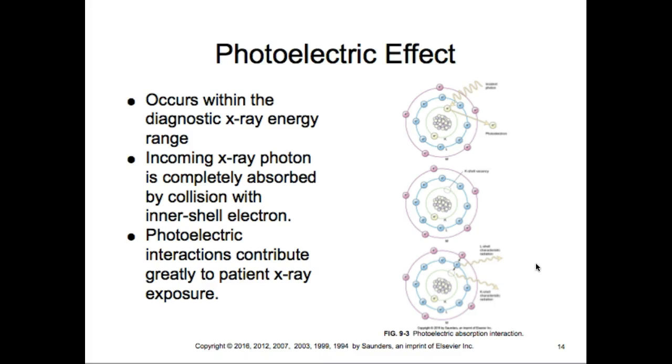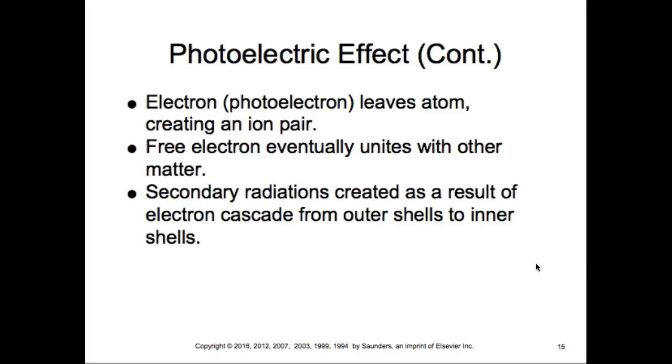The photoelectric interactions contribute greatly to the patient dose. The reason why this is the highest dose to the patient is that it's completely absorbed within the matter, completely absorbed by the patient. The electron, or photoelectron, leaves the atom, creating an ion pair. The free electron eventually unites with other matter. Secondary radiation is created as a result of electron cascade from the outer shells to inner shells.